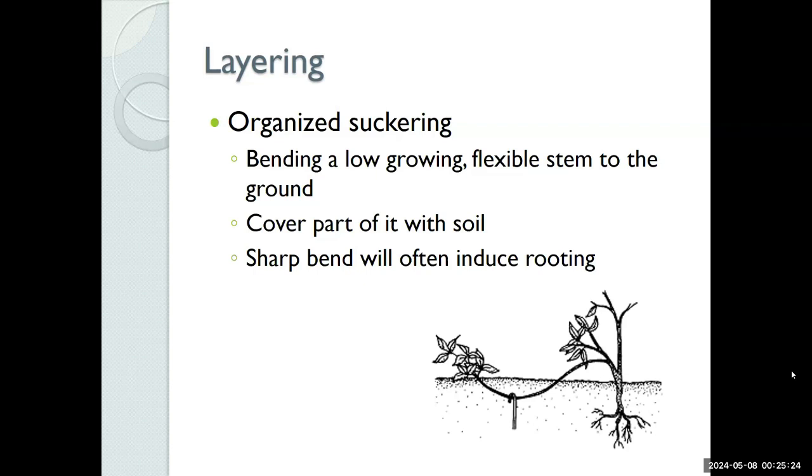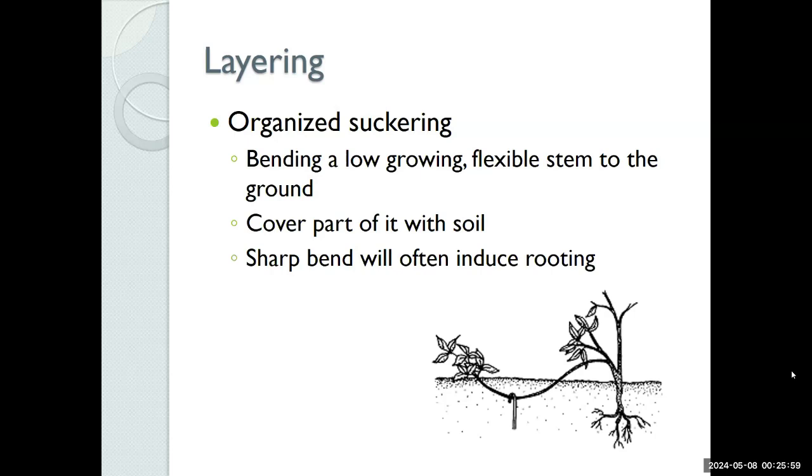So we talked about stolons and rhizomes as mechanisms that the plant puts forth to send its shoots and create additional trees. Layering allows us to initiate this with branches in a similar fashion. And so the idea here is you could have a long branch that's growing at the base of the plant. If you bend it low, that flexible stem can be inserted below the ground. This breaks that 180 line. That sharp bend will often induce rooting.